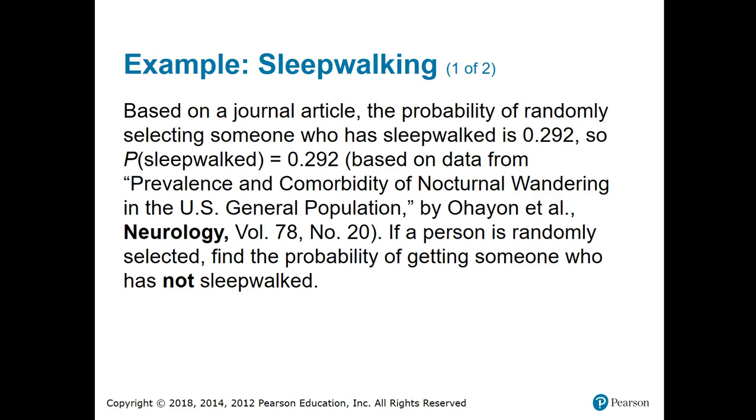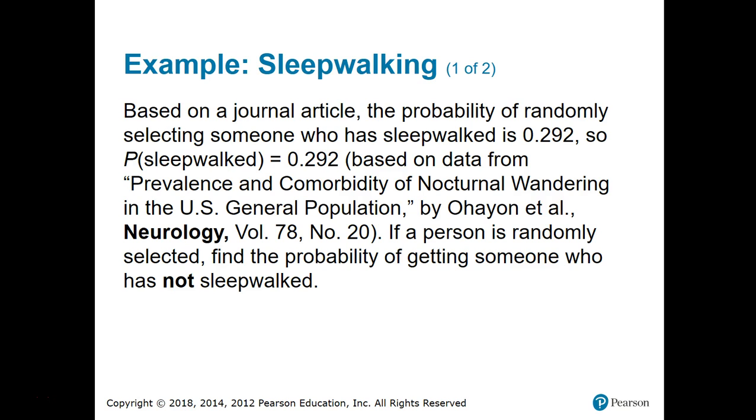All right. Based on a journal article. That's well referenced. The probability of randomly selecting someone who has sleepwalked is 0.292. So the probability that someone sleepwalked is 0.292, based on the data from Prevalence and Comorbidity of Nocturnal Wandering in the U.S. General Population by Ohayon et al. Who's al? Doesn't matter. Neurology, volume 78, number 20. Okay, that is well referenced, so I take back my snarky remark from the beginning. Oh, by the way, et al. just means "and others." It's Latin.